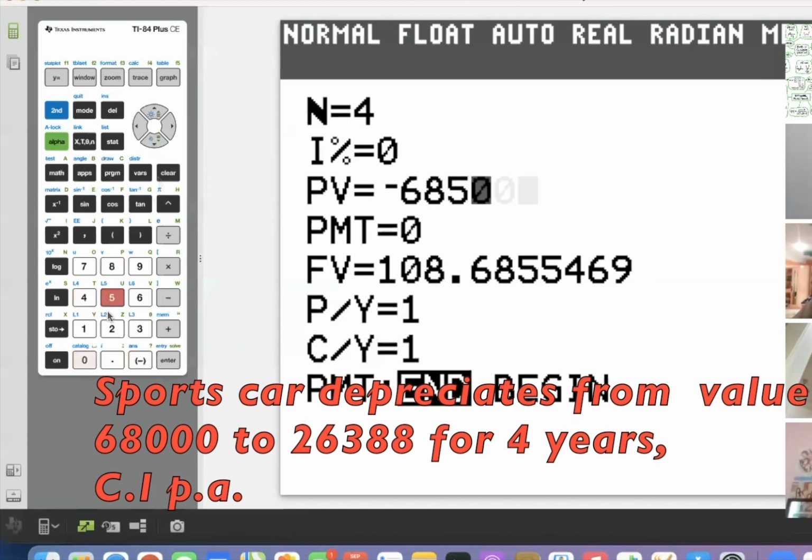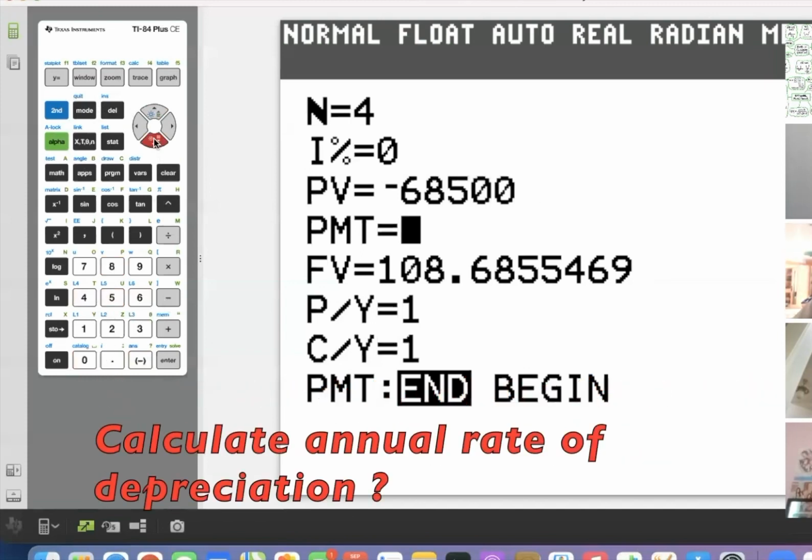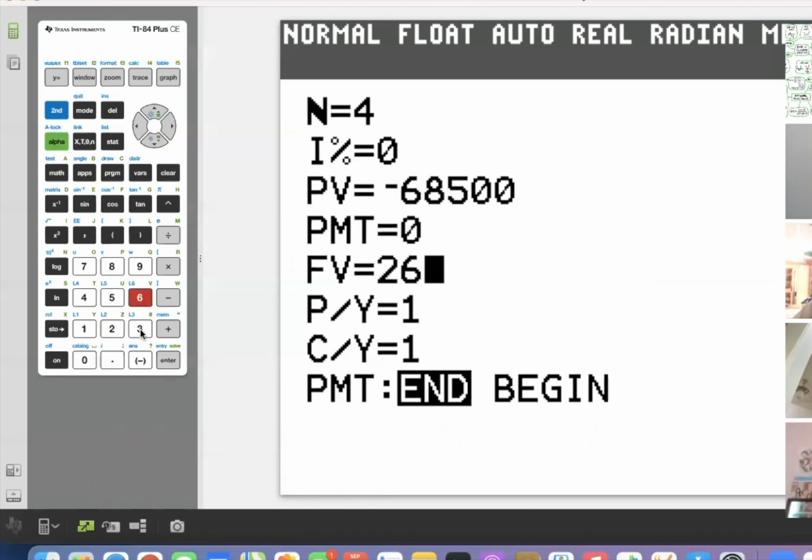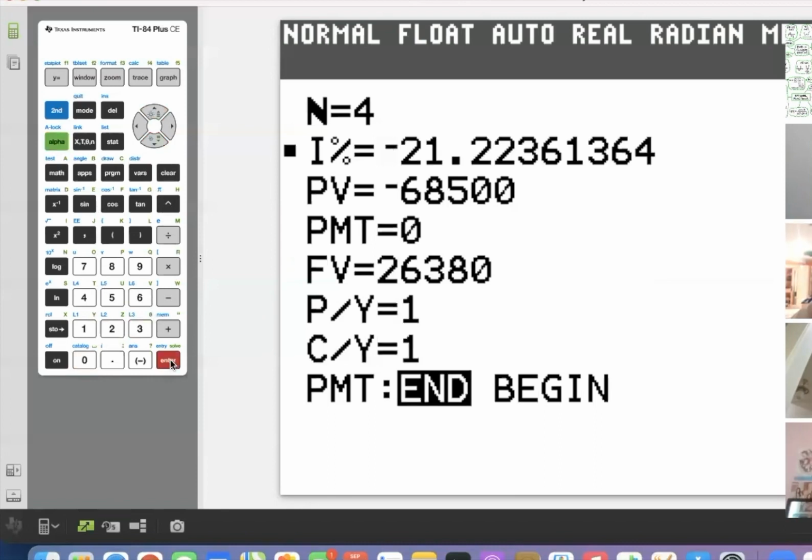68,500 pounds, and the PMT is 0. The future value is 26,380 pounds over a period of 4 years. So payments per year is 1. Okay, so take your cursor to what we want to calculate, press alpha followed by enter. So depreciation is 21.2%. Is it clear to everyone? Negative sign means depreciation.